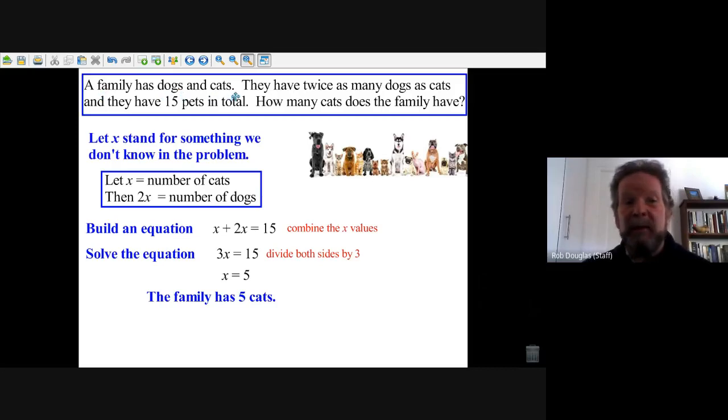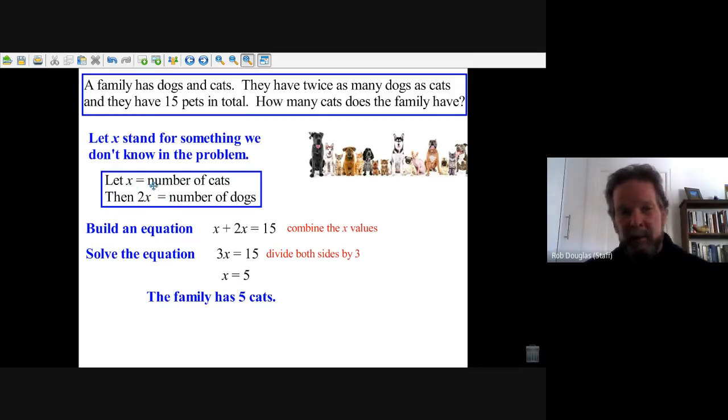Here's a family of dogs and cats, and there's twice as many dogs as cats. There are 15 pets in total in this family. The question is, how many cats does the family have? Well, here's a picture of them, so you could count the cats, but we wouldn't learn any algebra there. So we're going to let x stand for the thing we don't know. And we don't know how many cats there are. So x is equal to the number of cats. Well, up here it says there's twice as many dogs. So 2 times x is how many dogs we have.